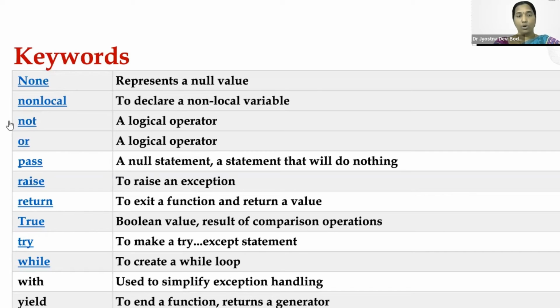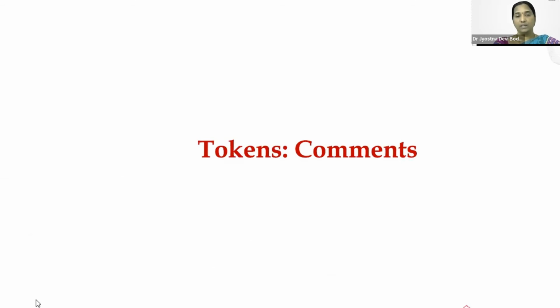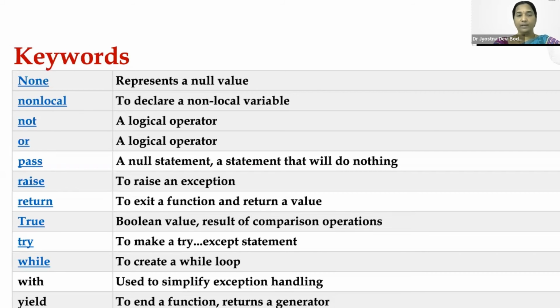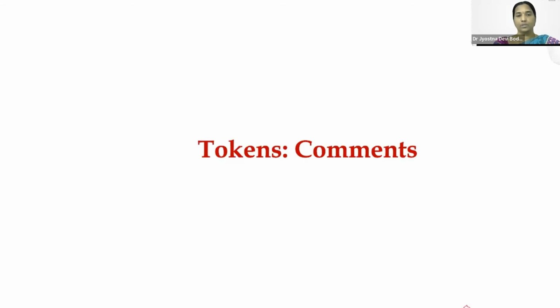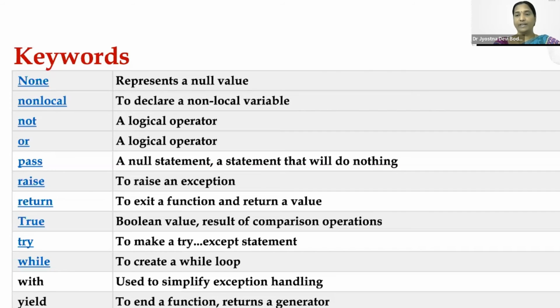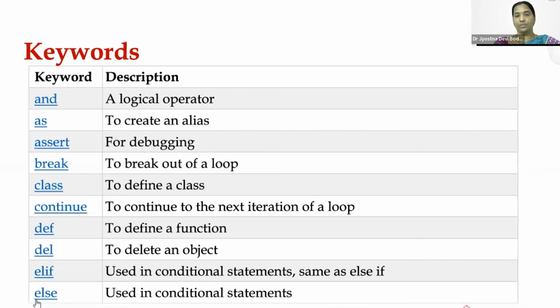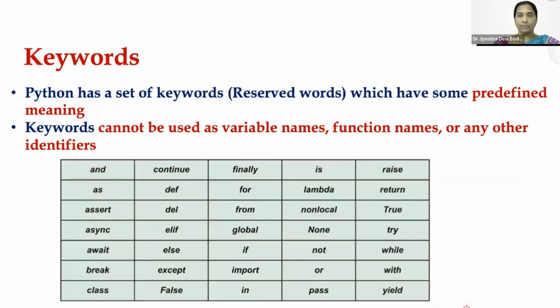Not is the logical operator, or is another logical operator. Pass, raise, return, to return the value from the function. True is a Boolean value. Try is also for the exception handling mechanism. While is to create a loop. Then with, yield. These are a few of the keywords we have seen very briefly. In the future classes, we'll try to understand each of these keywords in detail. So we have seen keywords. Keywords are the reserved words that have some predefined meaning in the programming language. And these are the list of keywords supported by Python.